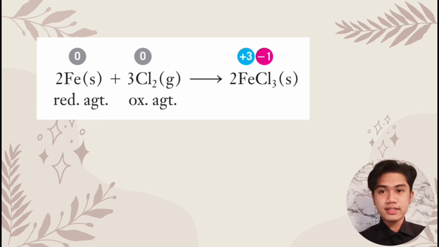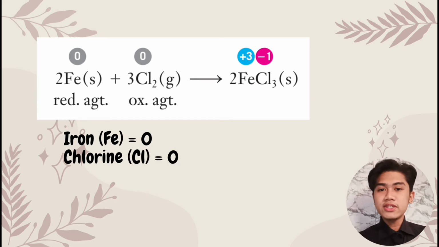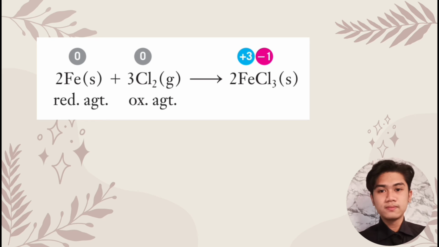So, this is my first example. As you can see here, the oxidation state of iron is 0, and the oxidation state of chlorine is also 0. For the iron, the oxidation state is increased by +3. Oxidation has occurred in iron because it went up. Now, chlorine has been reduced. Notice that the oxidation number has decreased from 0 to -1. So therefore, it was reduced.